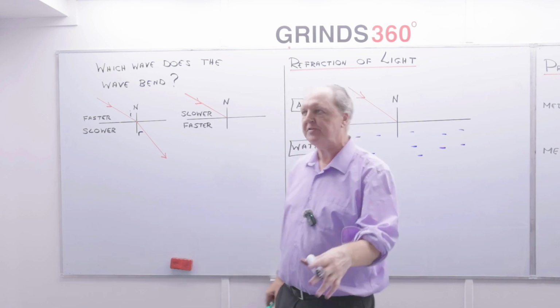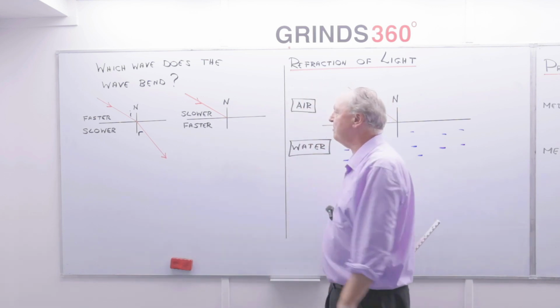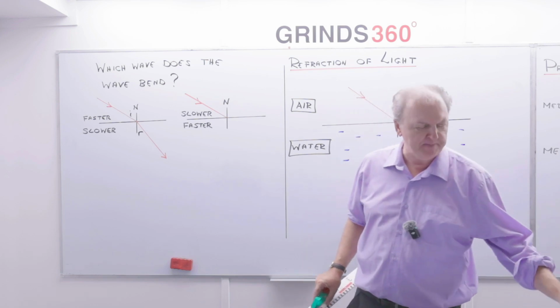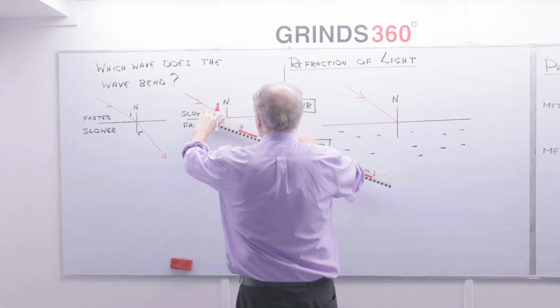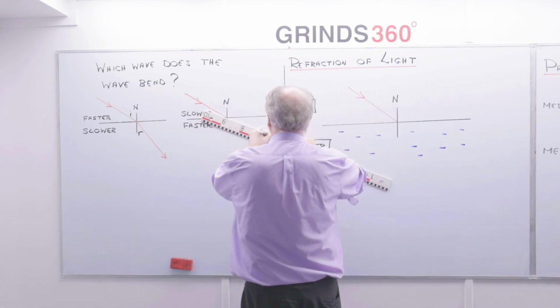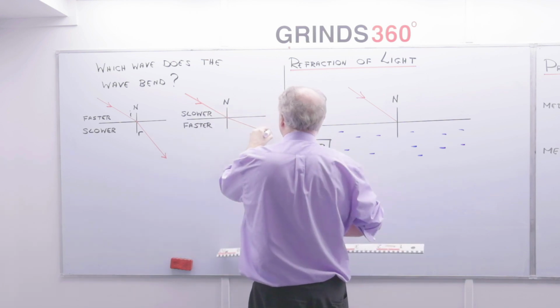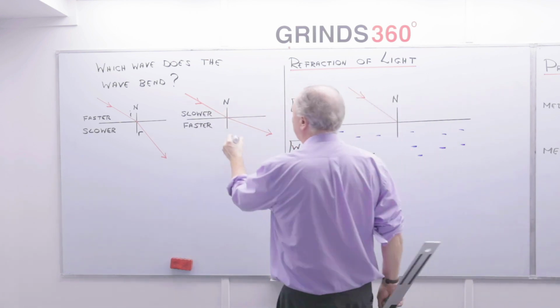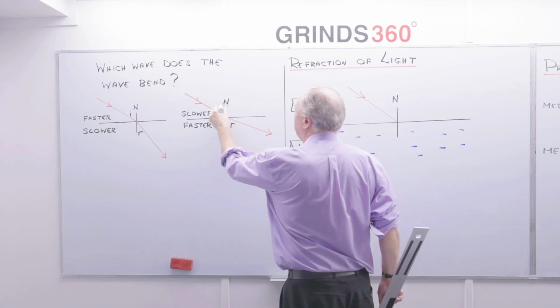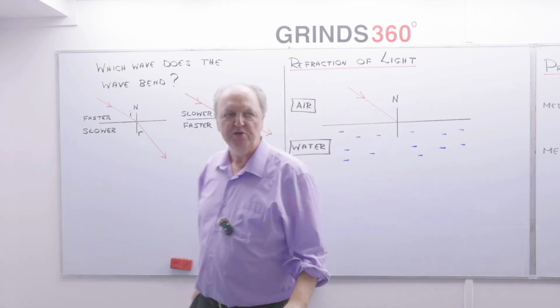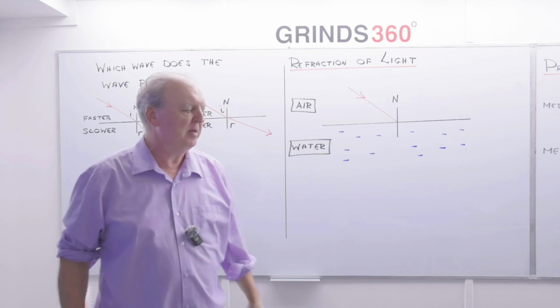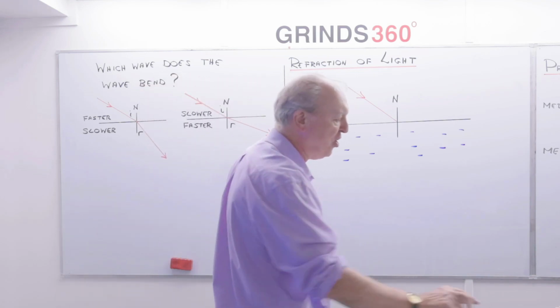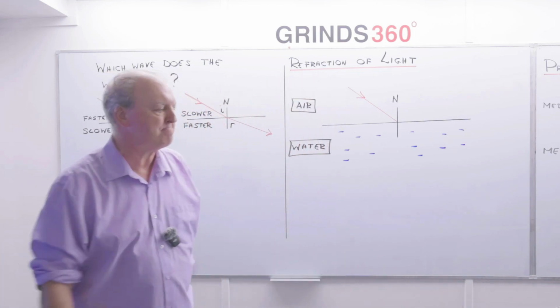If, on the other hand, my ray of light goes from a slower medium into a faster medium, what happens to it? It bends away from the normal, like this. So what does that mean? Well, it means that the angle of refraction, or, will be bigger than the angle of incidence. So you can predict which way the wave will bend if you know the relative speeds in each medium.